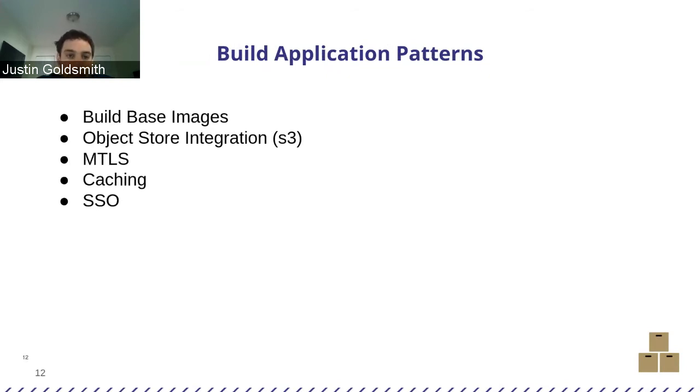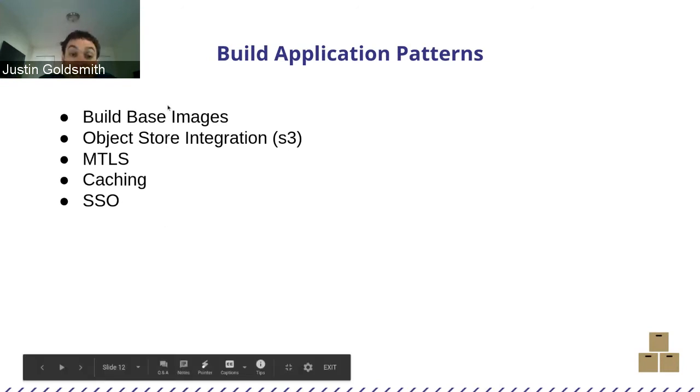Now let's talk a little bit about other application patterns. We talked a lot about things that we needed to do during the deployment and provisioning process. But what about other common things that we need? Base images.